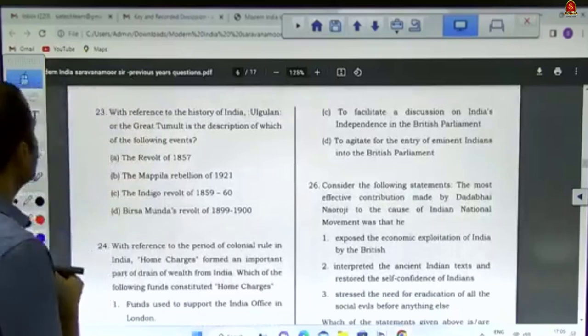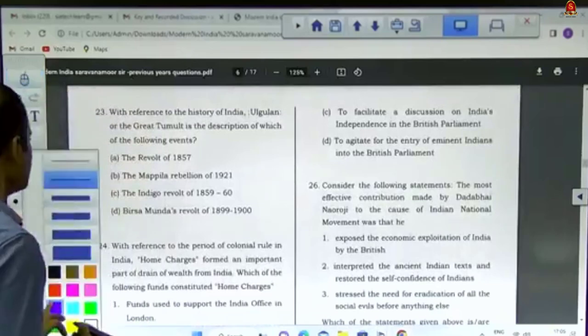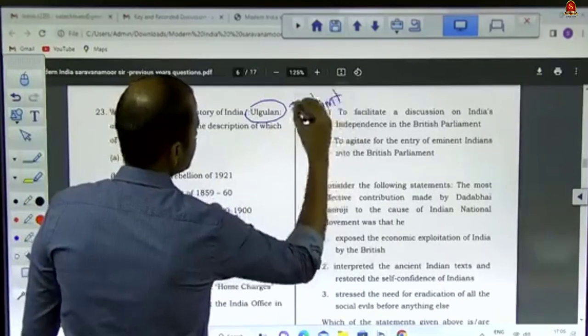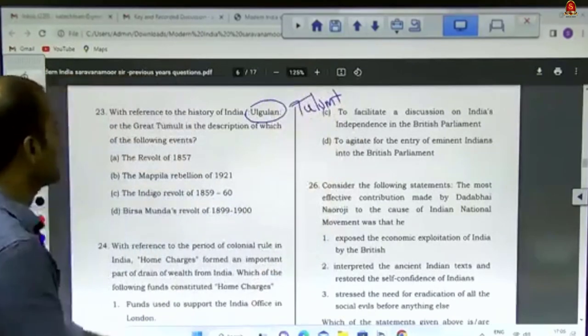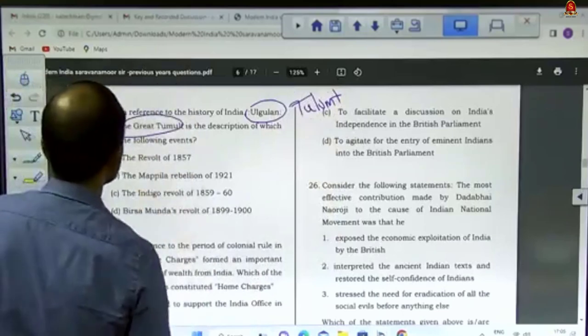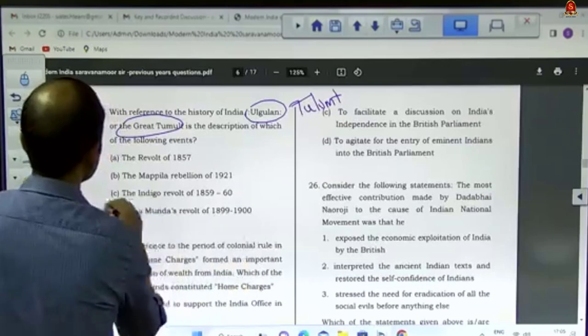With reference to history, Ulugulan. Ulugulan means great tumult. Tumult means revolt. Great tumult is the description of which of the following? The Ulugulan movement is Birsa Munda's.